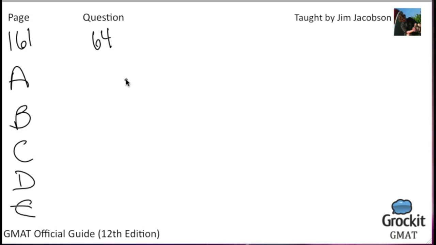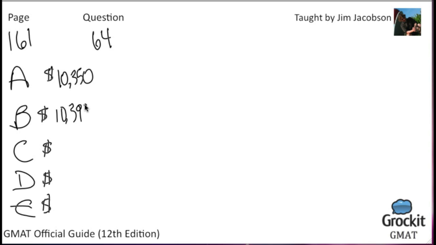Okay, and so we have in our answer choices, they're all dollars. We have 10,350. We have 10,395. We have 10,500. We have 11,500. And $12,705.